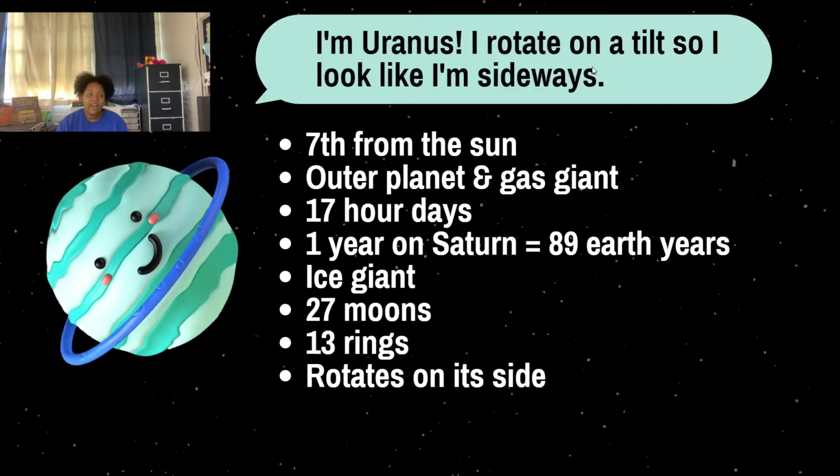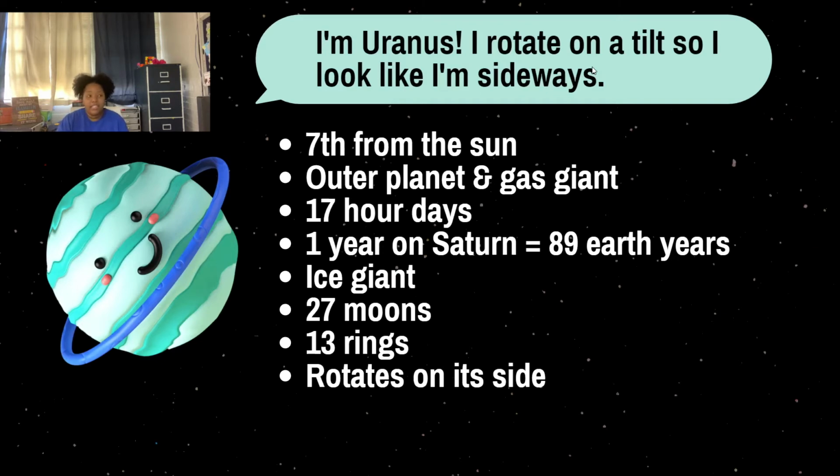Next, we have Uranus. Now, this planet is pretty unique because it rotates on a tilt. So as you can see in the picture here, it looks like it's sideways. Now, this planet is 7th from the sun, so it's pretty far away. Like the others, it's an outer planet and a gas giant.